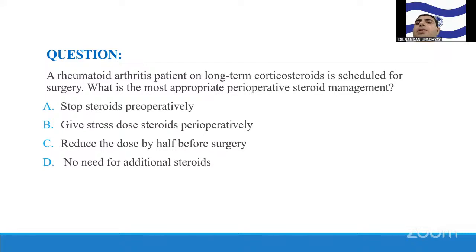The first question is: a rheumatoid arthritis patient on long-term corticosteroid is scheduled for surgery. What is the most appropriate perioperative steroid management? Stop steroid preoperatively, give stress dose steroid perioperatively, reduce the dose by half before surgery, or no need for additional steroid.